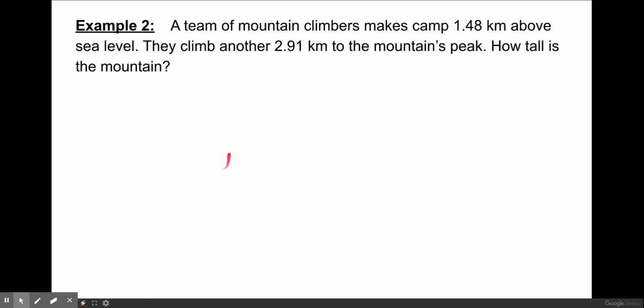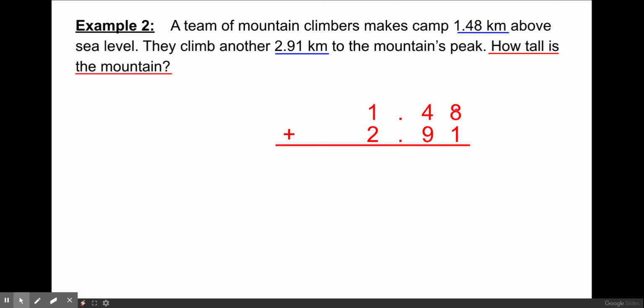Let's look at example 2. A team of mountain climbers makes camp at 1.48 kilometers above sea level. They climb another 2.91 kilometers to the mountain's peak. How tall is the mountain? Now, how tall is the mountain? Are they comparing things? Not really. It's not saying how much farther did they go on the second day than the first day. It's just asking how tall the mountain is. And if we want to find how tall it is, we find out how far they went on the first day, and then how far they went on the second day, and then we add them up. So 1.48 plus 2.91. Now, does it matter which one we add first? No. If you put 2.91 on top, you'd still end up with the same answer.